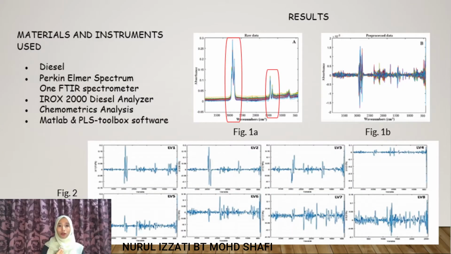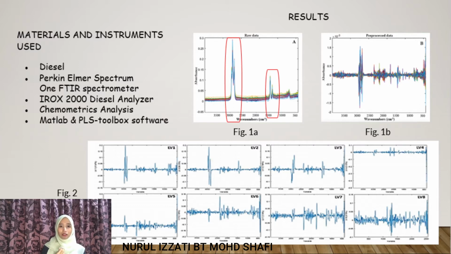For material, this journal only used diesel, while the instruments used are a Perkin-Elmer Spectrum 1 FTIR spectrometer, an IROX 2000 diesel analyzer, chemometric analysis, and MATLAB and PLS Toolbox software.